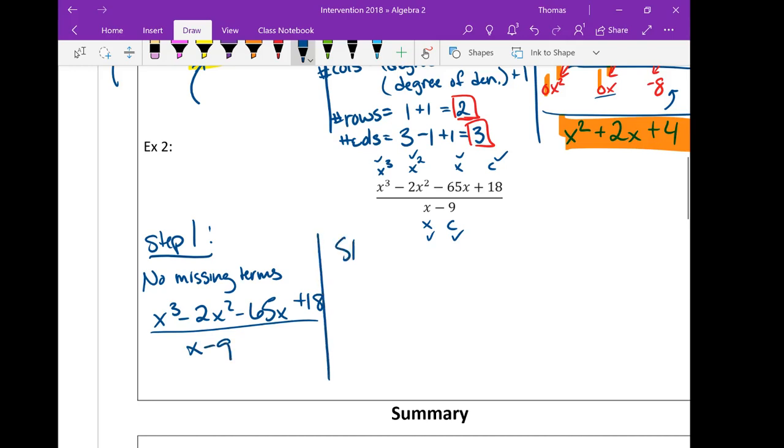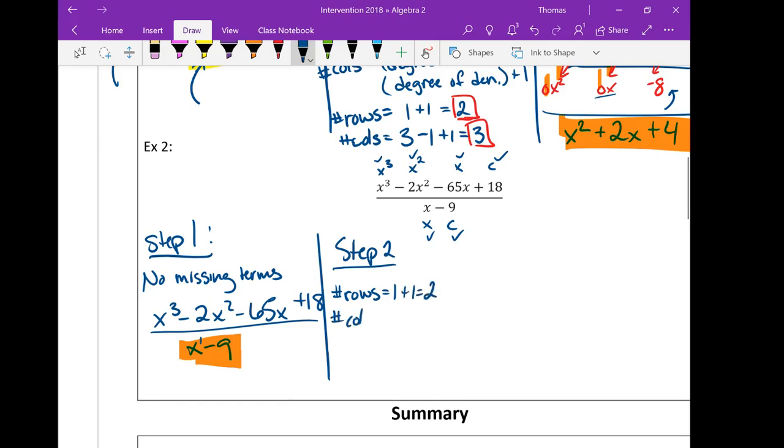Step 2, we need to figure out rows and columns. I'm going to go a little quicker on this one. Number of rows, remember, was the degree of our denominator. So let's look at our denominator. I'm going to highlight the denominator in orange. The degree of that, or the highest power, is just 1. There's just one x there. So the degree of the denominator is 1, plus 1. So that's 2 rows we expect.